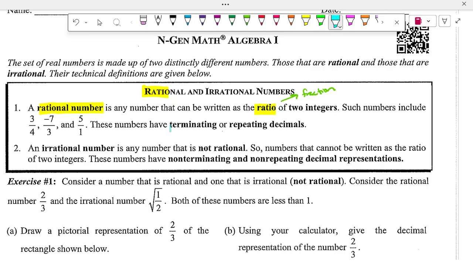Or if you were looking specifically at decimals, it means they have terminating, which means they end, or they have repeating decimals. So for example, who remembers the decimal for 1/4? 0.25, that's a terminating decimal. It stops after 2 places. What's the decimal for 1/3? 0.3 repeating. So it repeats. There's a clear pattern.